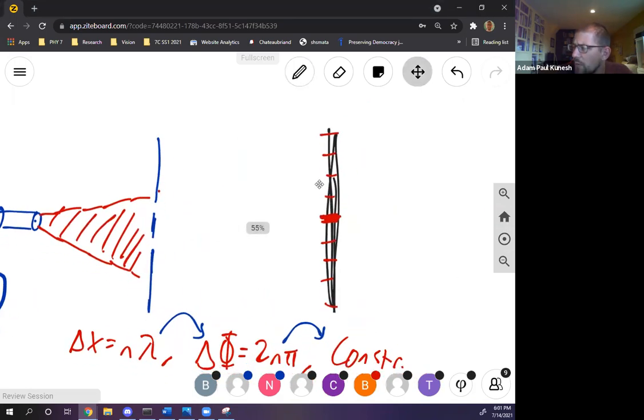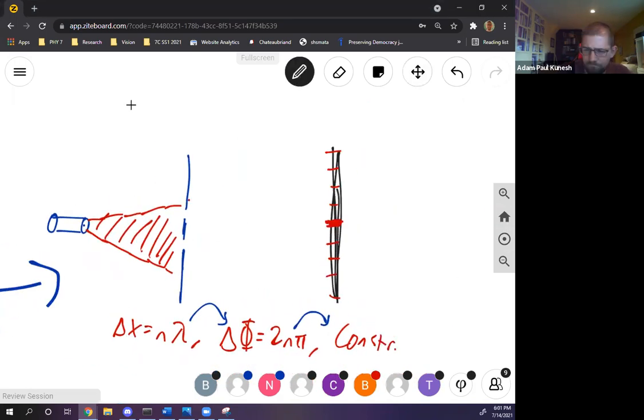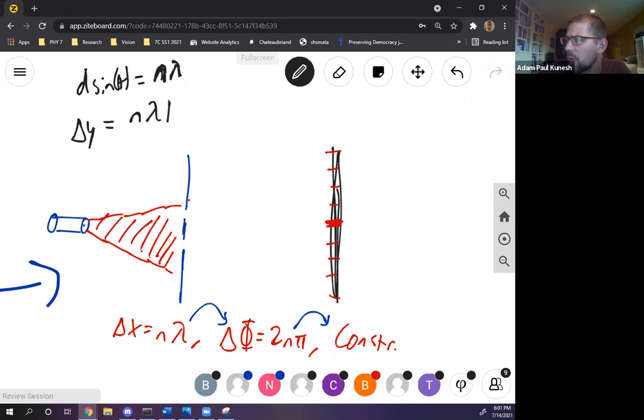There are two alternative formulas that people like to use. One is d sine theta equals n lambda. Yuck. I don't like that one. To me, it's not intuitive at all. I don't know what it means. And I'll still explain what it means. The other one, which I think is much more intuitive and much more applicable, is delta y equals n lambda capital D over little d.